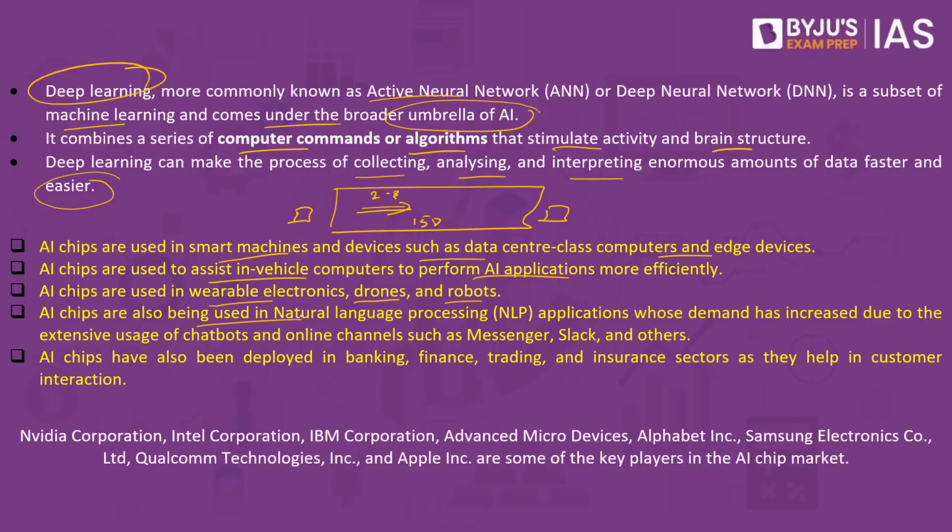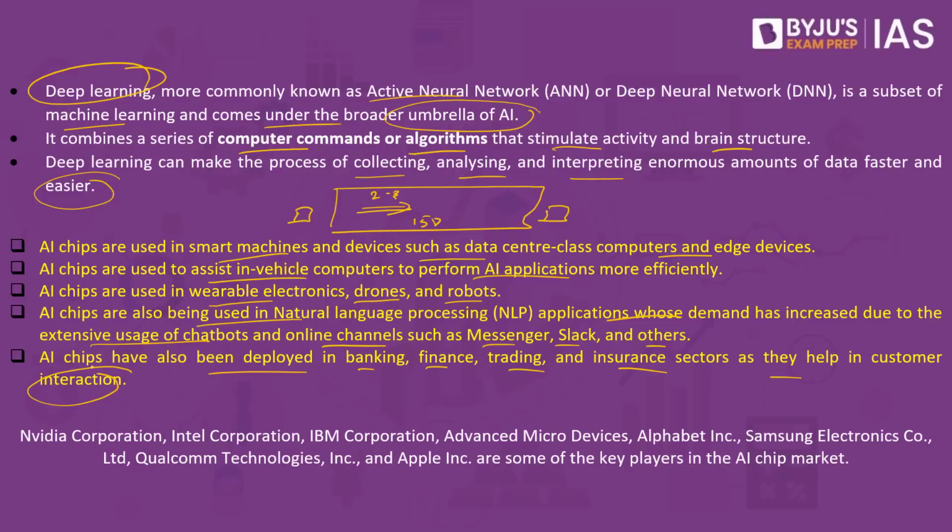AI chips are also being used in natural language processing applications, whose demand has increased due to extensive use of chatbots and online channels such as Messenger, Slack and others. AI chips have also been deployed in the banking, finance, trading and insurance sectors, as they help in customer interaction. So this field is going to get more advanced, and it will perform much better actions in a faster way, and far more efficiently than traditional systems.